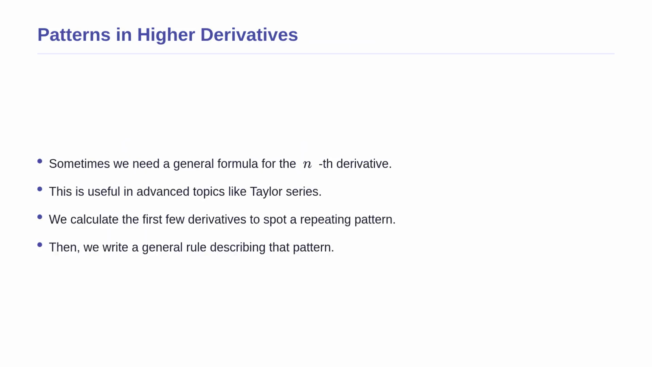We just saw how polynomials eventually vanish to 0, but not all functions behave this way. Sometimes we need to find a general formula for the nth derivative of a function rather than stopping at a specific number. This is especially useful in advanced calculus topics like Taylor series, where we need an infinite number of derivatives. To do this, our approach will be to calculate the first few derivatives manually, look carefully for a repeating mathematical pattern, and then write a general rule that describes that pattern for any whole number n. Let us see how this works with an exponential function.